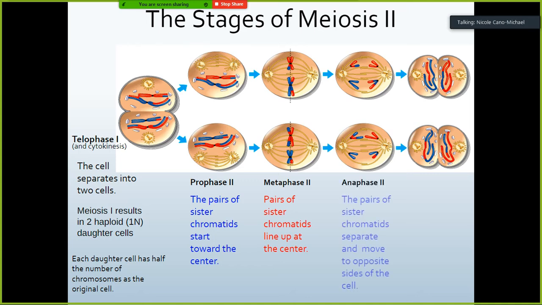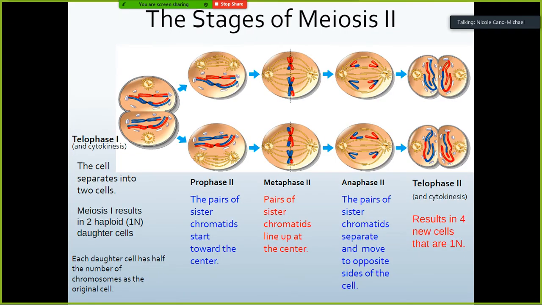Anaphase 2. So now I finally am going to separate my sister chromatids at the centromere, okay? And each individual single chromosome is now going to move to opposite sides of the cell. Finally, in telophase 2, I end up with 4 brand new cells. So again, I started off with 1 diploid cell, and I'm ending with 4 brand new haploid cells.